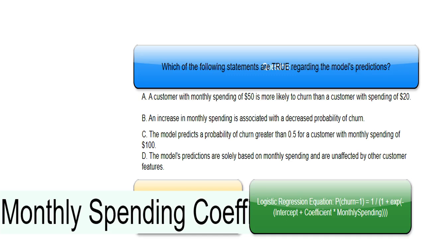This tells us how much the probability of churn changes for every dollar increase in monthly spending. A positive coefficient means higher spending is associated with a higher chance of churn. Specifically, a $1 increase raises the log odds of churning by 0.1.